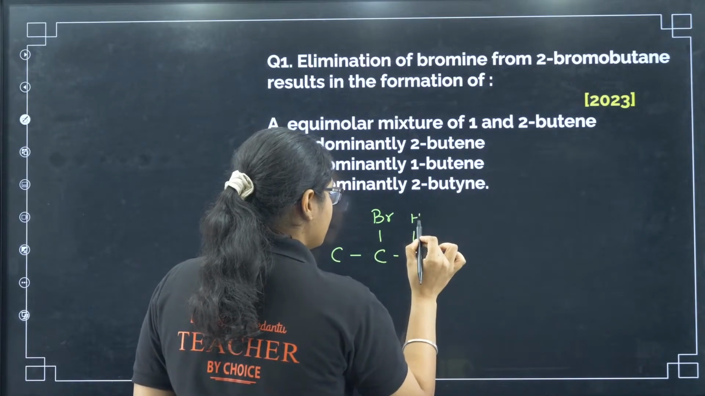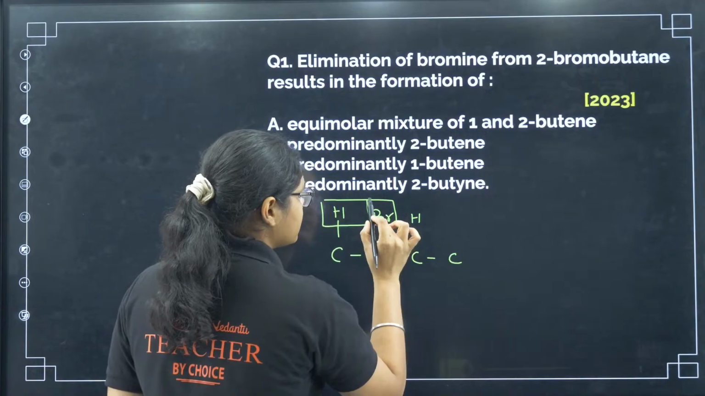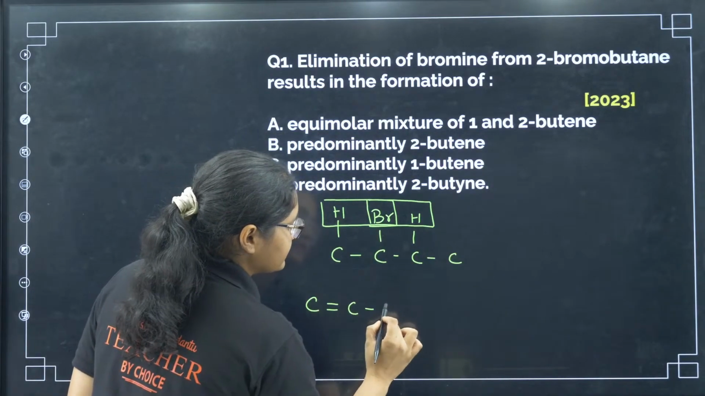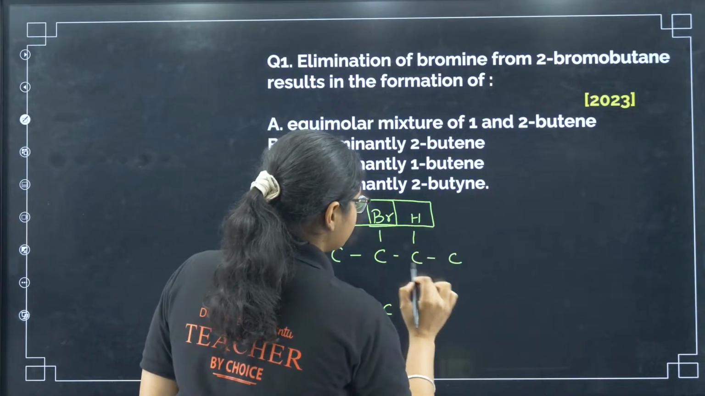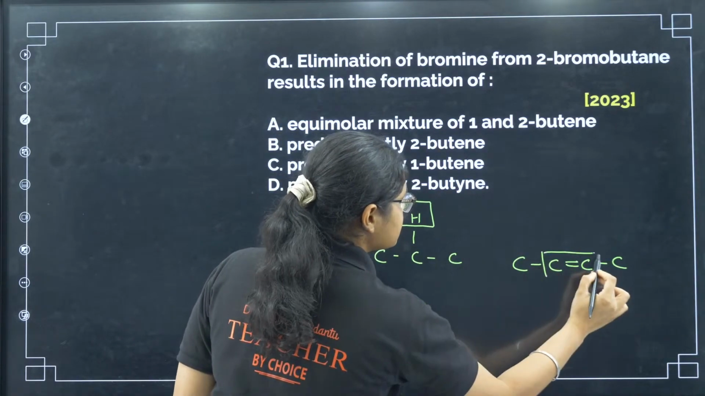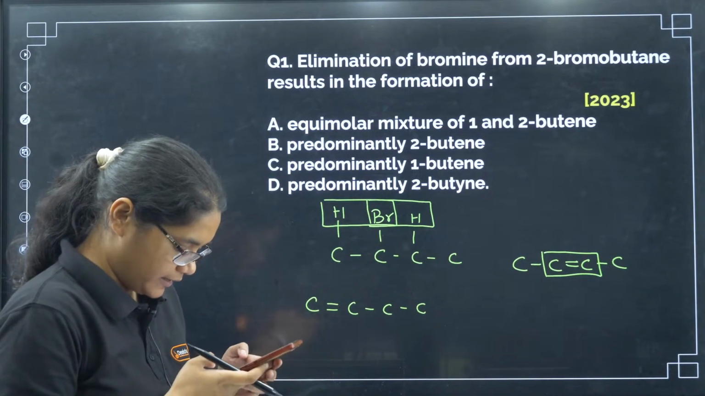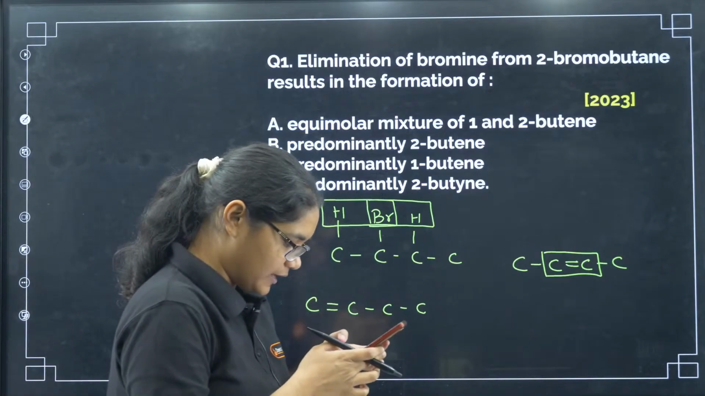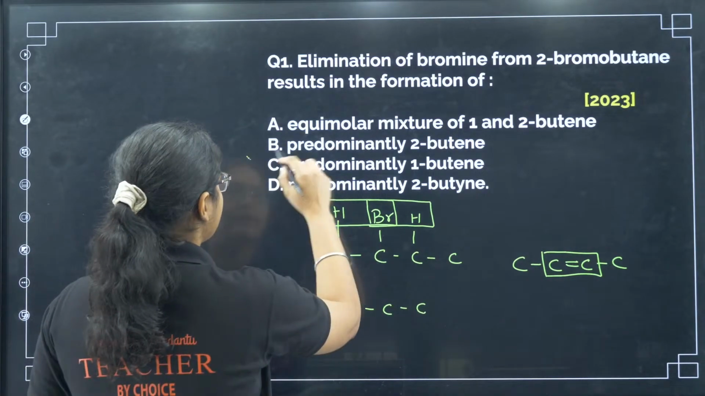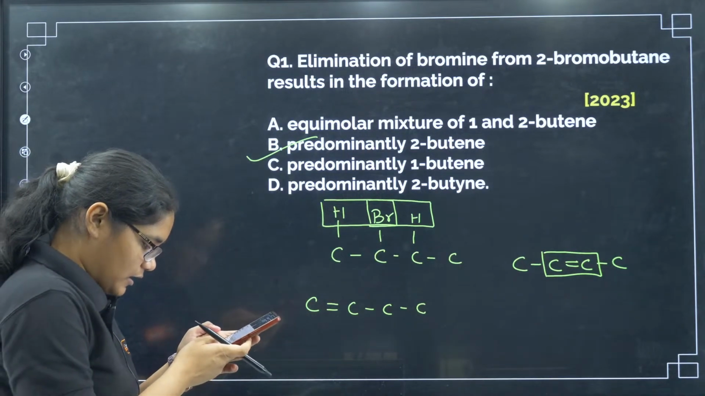See now, I have one H here and I have one H here. This HBr can be removed or this HBr can be removed. If I remove this one, I will get a product like this, and if I remove this one, I'll get a product like this. Now this is the more substituted alkene, so this one will be the major product here. So the correct answer for this question will be predominantly but-2-ene. Yes, Yashas, you are correct.